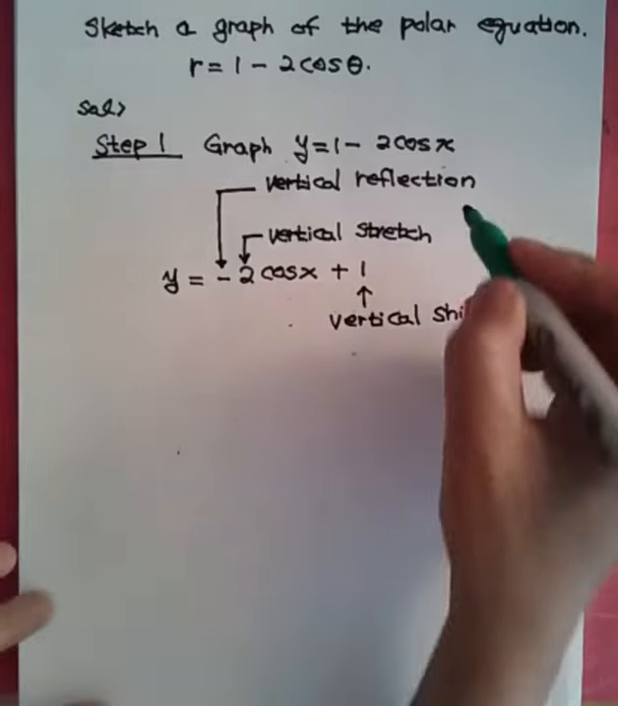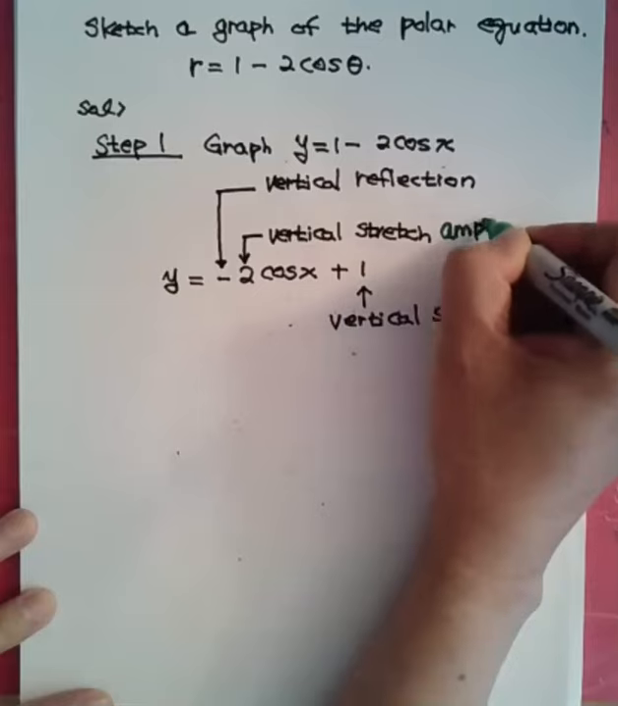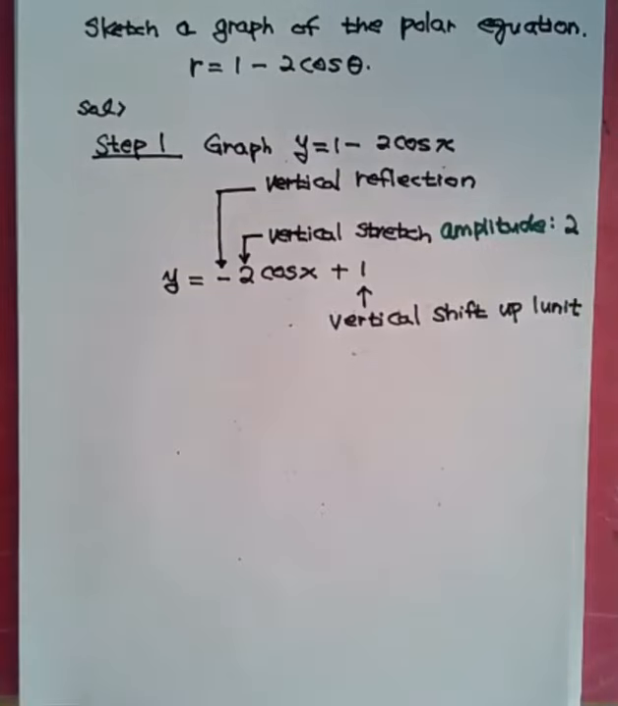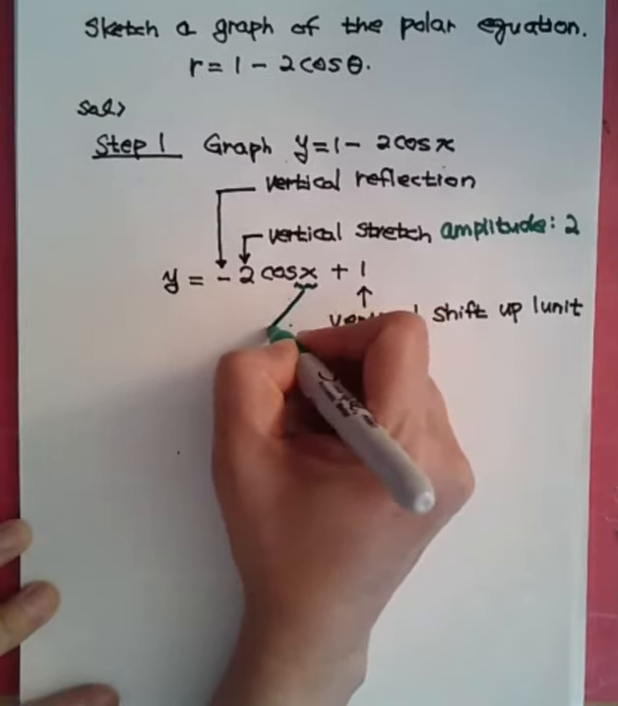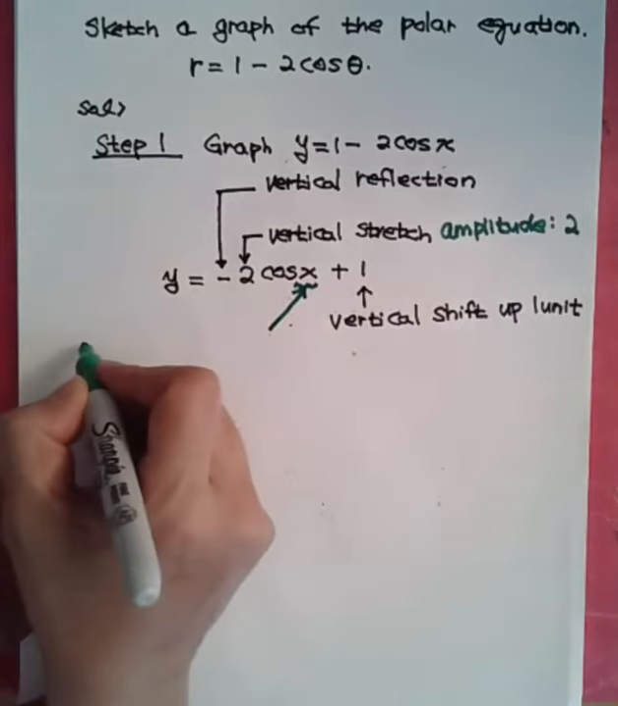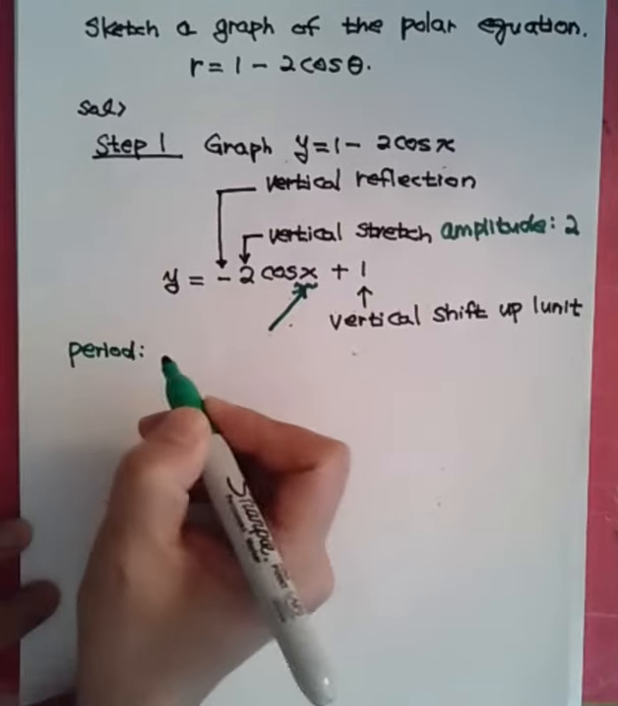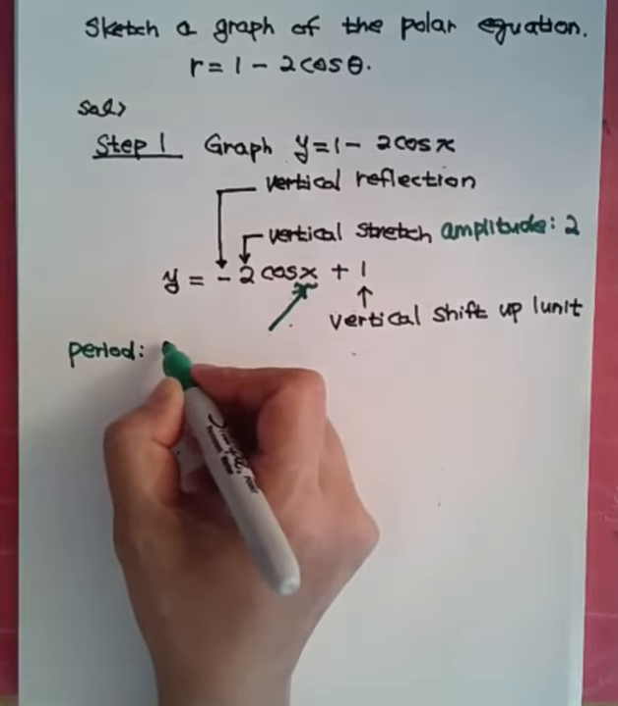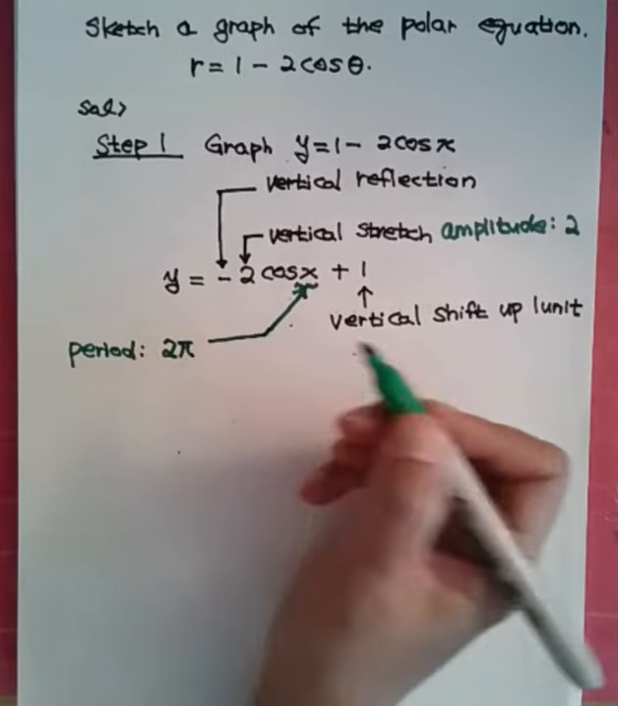This vertical stretch affects the amplitude. So amplitude becomes 2. By looking at this part, we can determine the period. Nothing appears in front of x, so this function's period is the same as the original cosine function's period, so that becomes 2 pi.